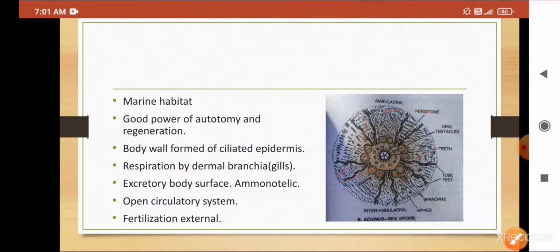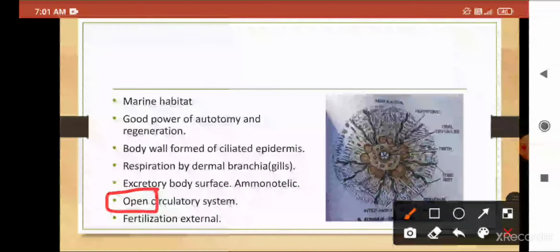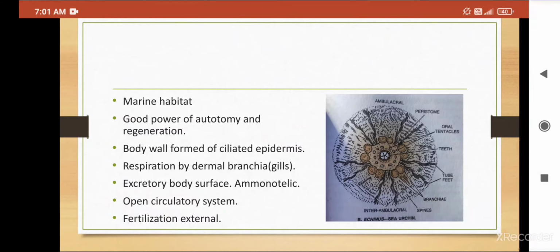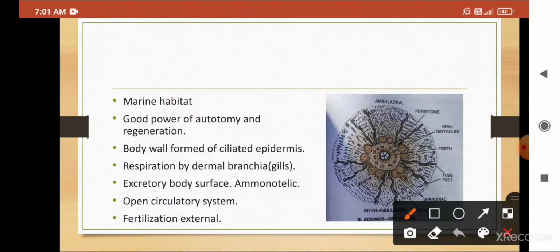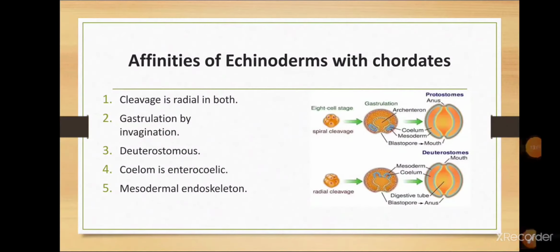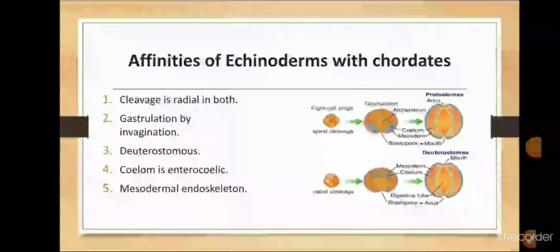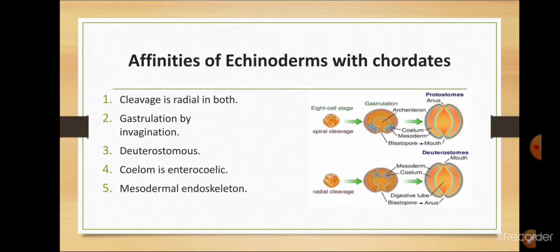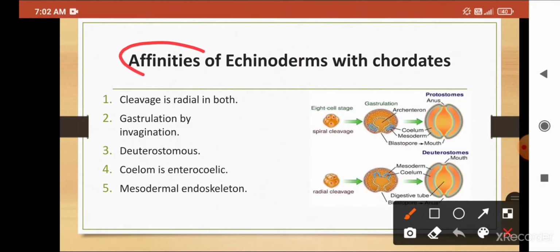If we look at their circulatory system, they have an open circulatory system. And if we look at their fertilization, the fertilization occurs externally. It means the fertilization occurs outside the body. Now let's see something about the affinities of echinoderms with respect to the chordates.